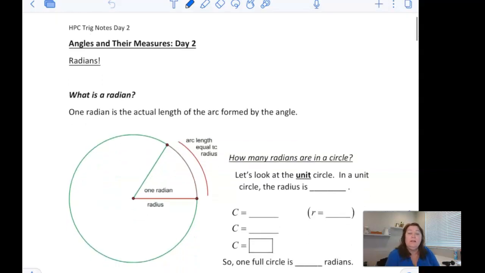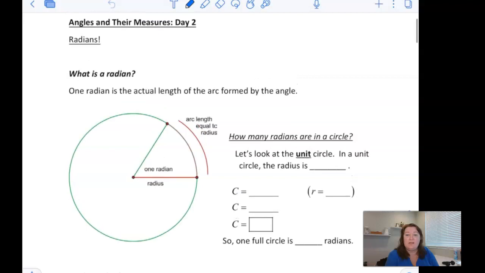So we were talking last class about some of the angle measures, and today we're going to focus on radians and how to convert between degrees and radians, and also how to do complementary and supplementary angles both in degrees and in radians. So first thing is, what is a radian? A radian is the actual length of the arc formed by an angle.